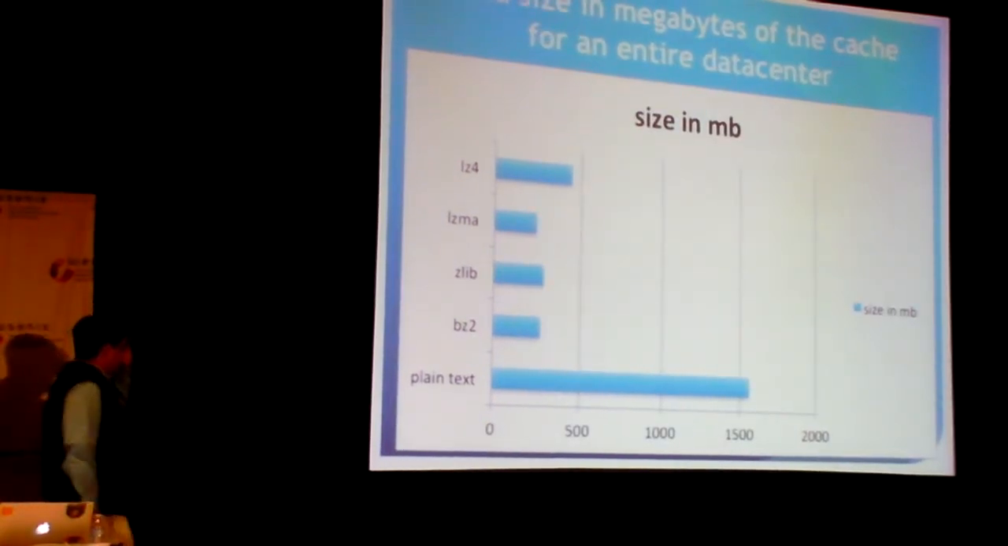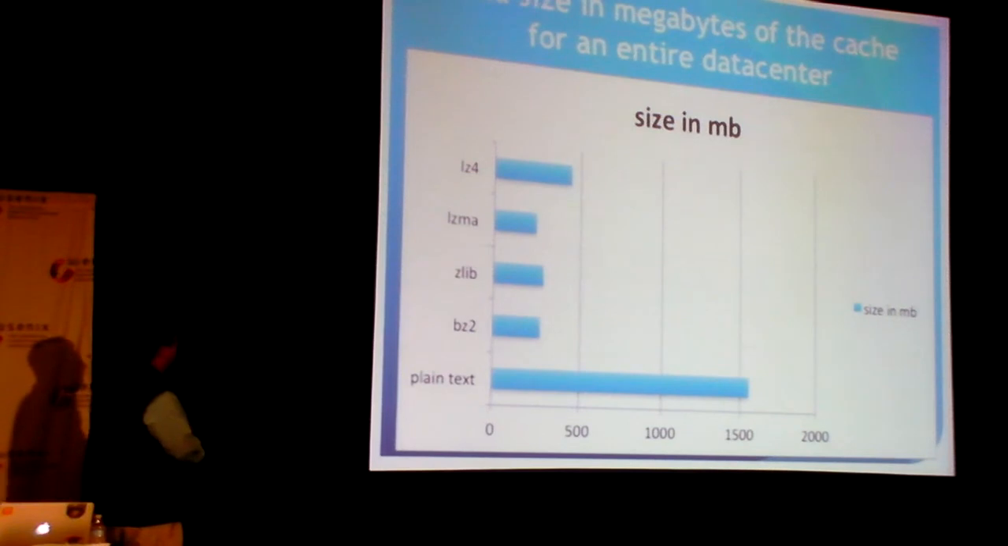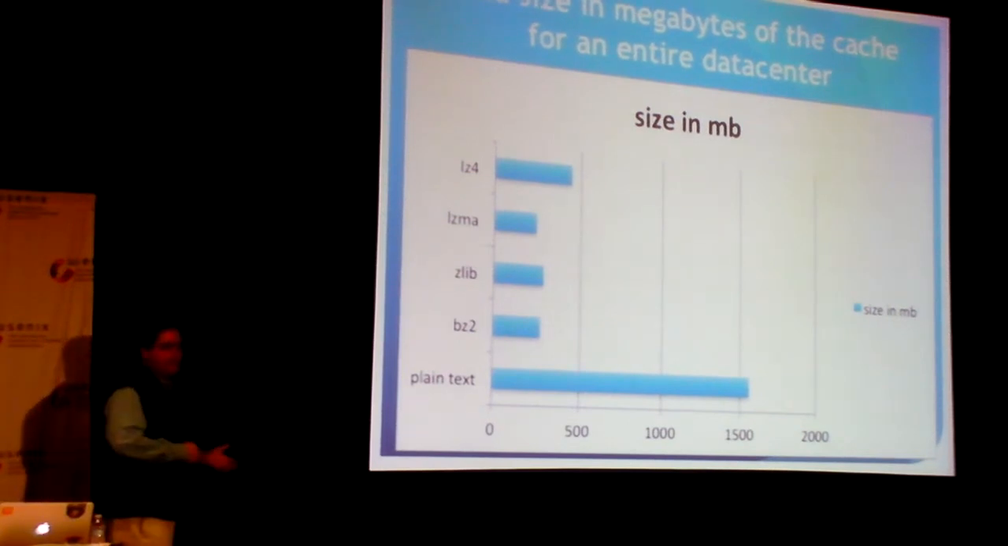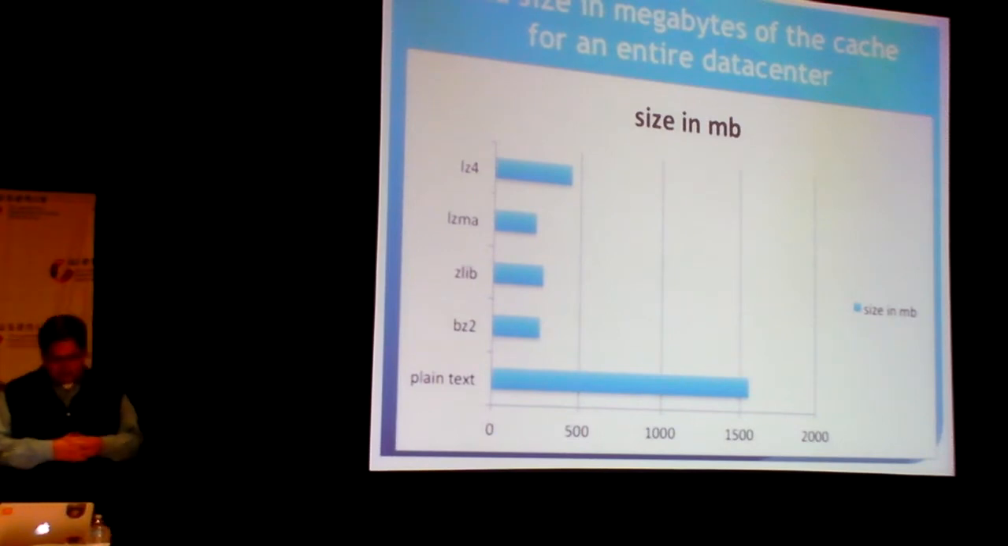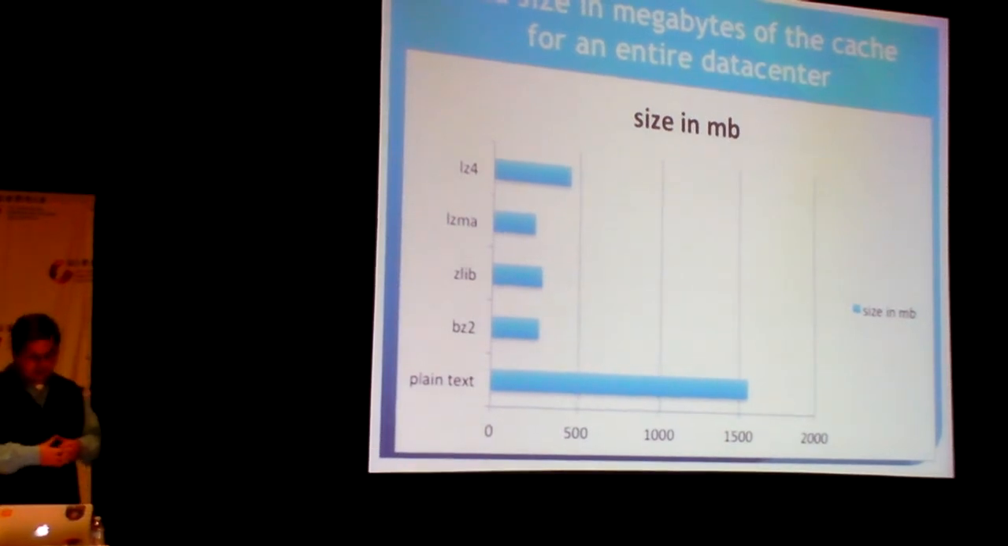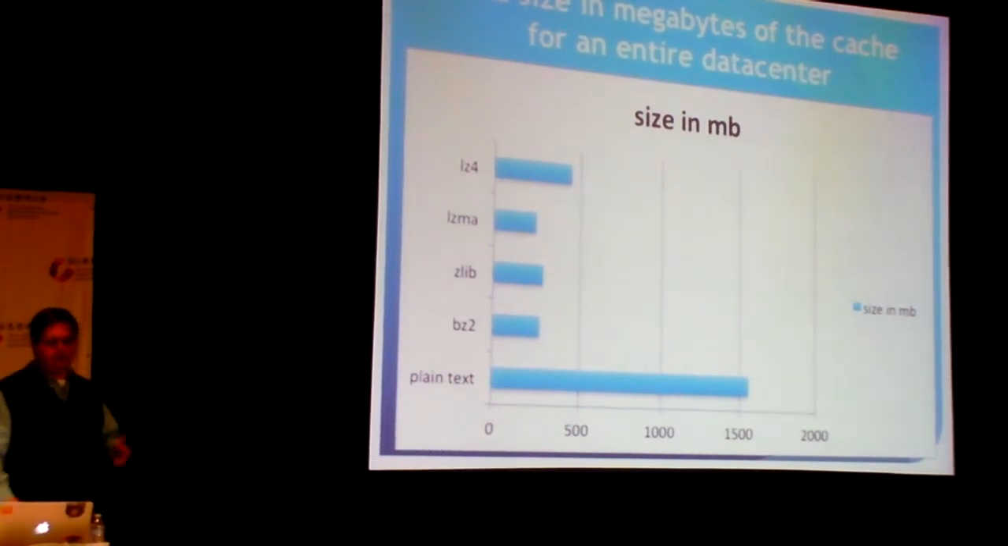This was a pretty important graphic for us. For our entire Atlanta data center, this is the size of the entire cache. In plain text, it was a little over 1.5 gigs. And in BZ2 compression, which is what we ended up selecting, we could shove everything in about 300 megabytes.